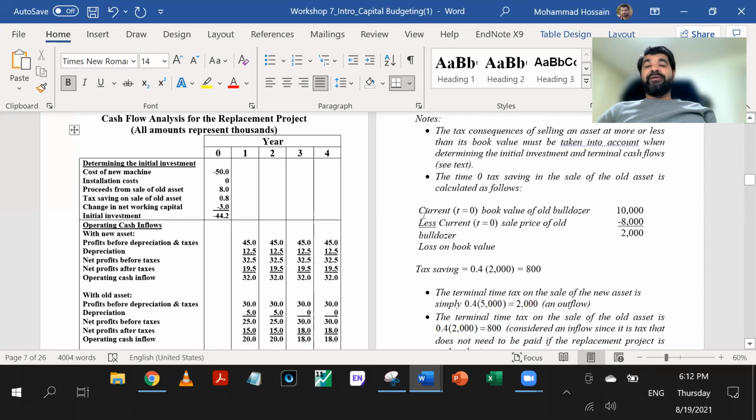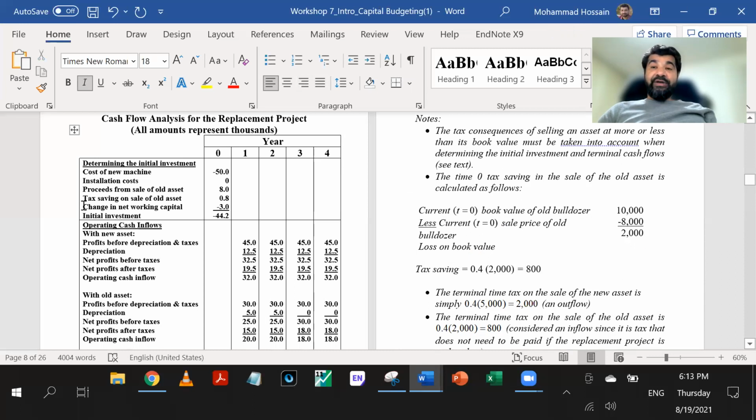Look at how they calculated it. The current book value of the bulldozer is $10,000. When they sell the old bulldozer, the price will be $8,000. So you are actually having a loss of $2,000. Since your tax rate is 40% and you are having a loss, you don't have to pay taxes on this 2,000. So 2,000 times 40% is $800, which will be your tax savings. That needs to be considered.